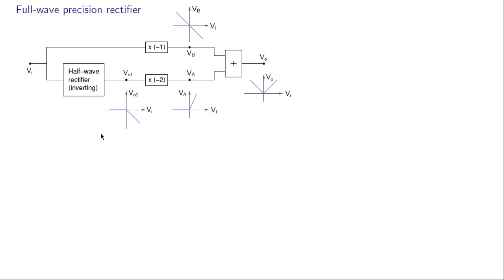We can use the circuits we have already looked at to make up a full wave precision rectifier. And here is the block diagram. Vi is the input voltage, VO is the output voltage, and the relationship between VO and VI that we would like is shown here. This is a half wave rectifier inverting. It gets Vi as the input. Its output is VO1, and the relationship between VO1 and VI is shown here. When Vi is negative, VO1 is 0, and when Vi is positive, VO1 is minus Vi.